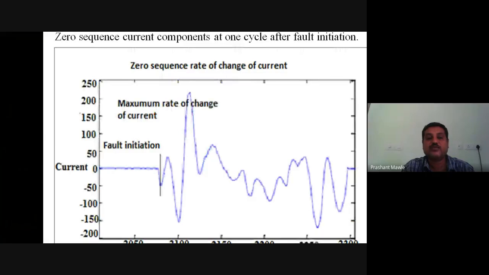So here also the fault initiation is shown on this time and magnitude of current diagram. So it is the minimum, or we can say fault initiation stage. This is the maximum rate of change of current, and this is the settling.